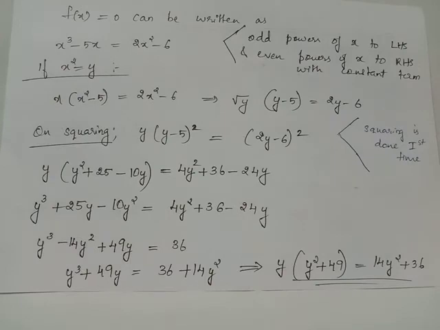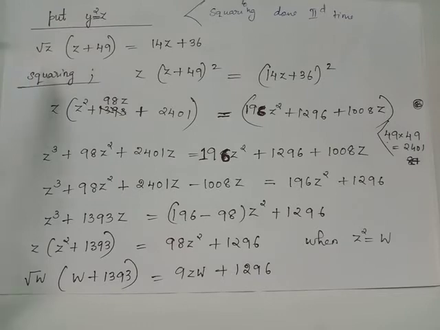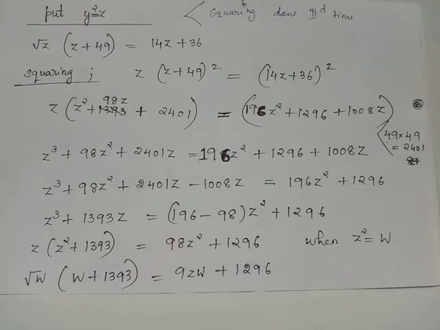y cube plus 49y equals 36 plus 14y square, which can also be written as y multiplied by y square plus 49 equals 14y square plus 36. Now, in this equation, we will use the assumption y square equals z, so that this equation can be rewritten as root z multiplied by z plus 49 equals 14z plus 36. Notice that here we did the squaring for the first time in order to get an equation free of square root. Similarly, in this equation also we have to perform squaring on both sides in order to get an equation free of square root. Thus, when you square both sides of this equation, you will arrive at this equation.